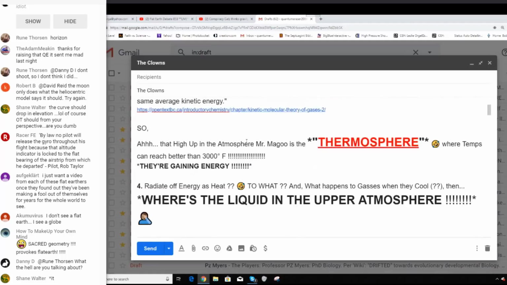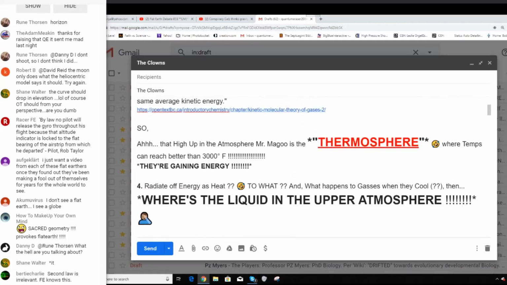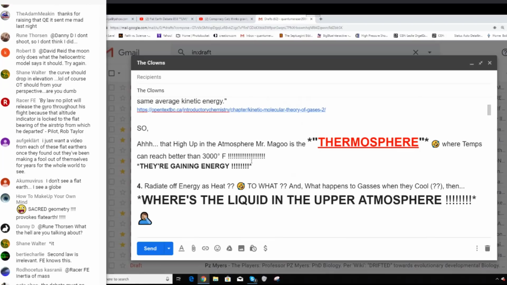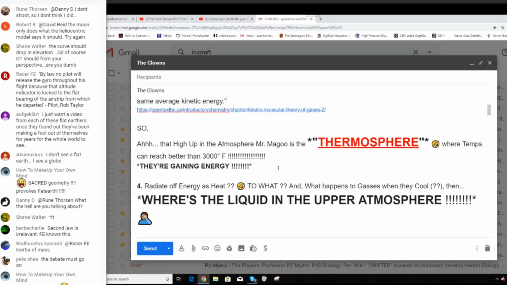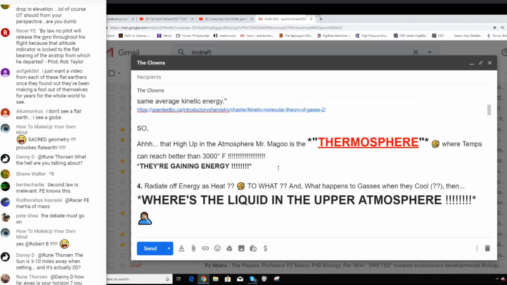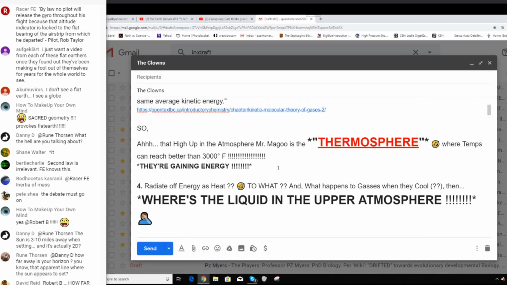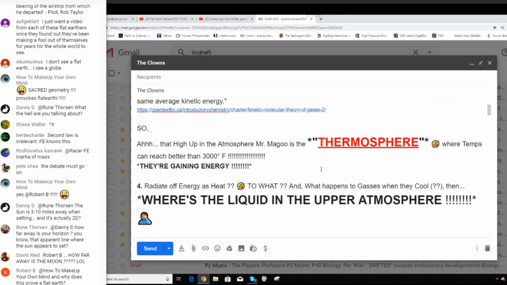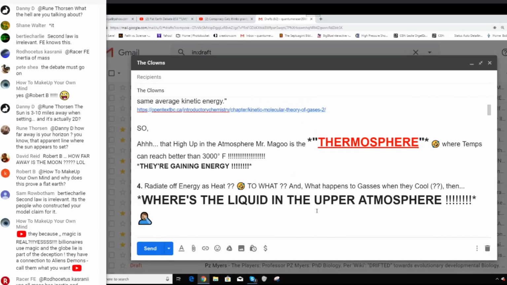So, that high up in the atmosphere, crayon munching Mr. Magoo, is the thermosphere, where temps can reach better than 3,000 degrees Fahrenheit. They're gaining energy. And number four, radiate off energy as heat to what? To what? Do you even know the 3 levels of heat transfer? Please explain that to us. And what happens to gases when they cool? After you answer that, then where's the liquid in the upper atmosphere?